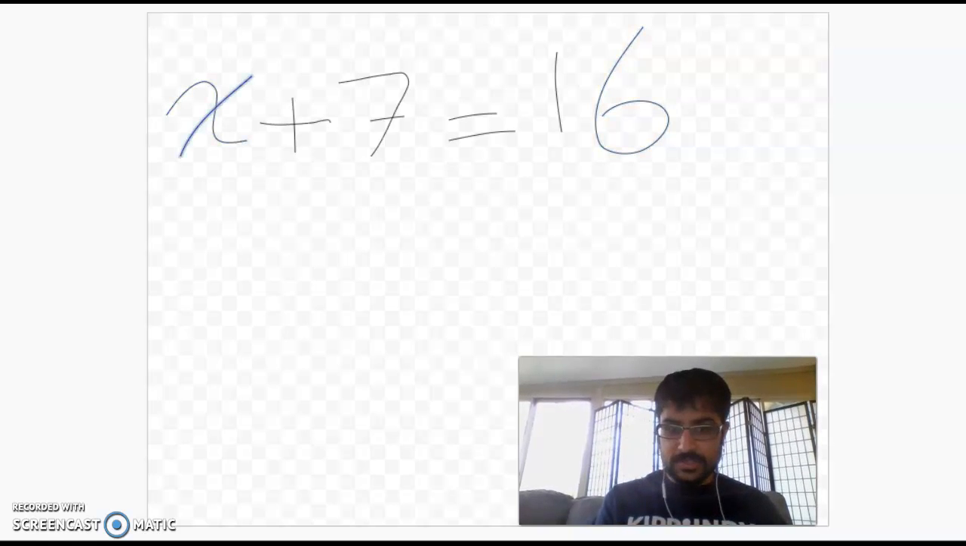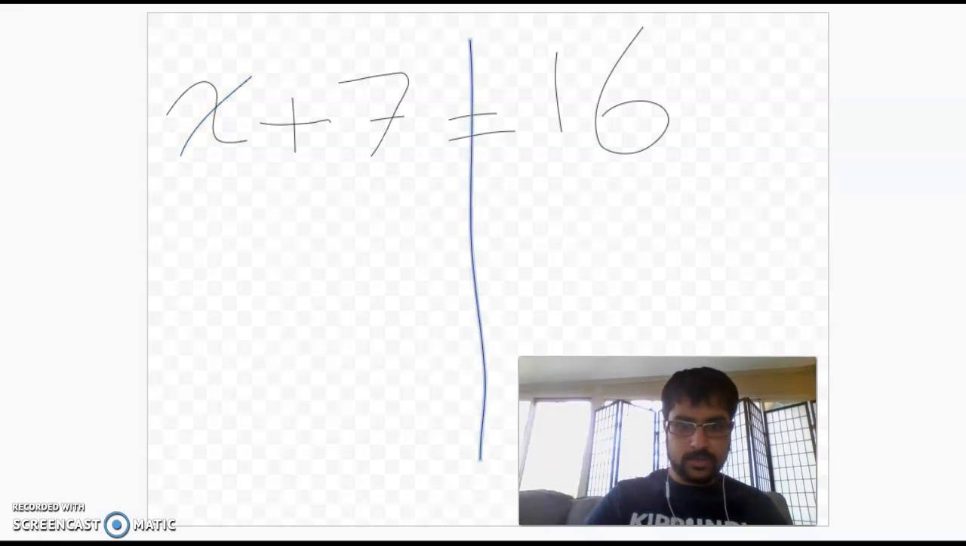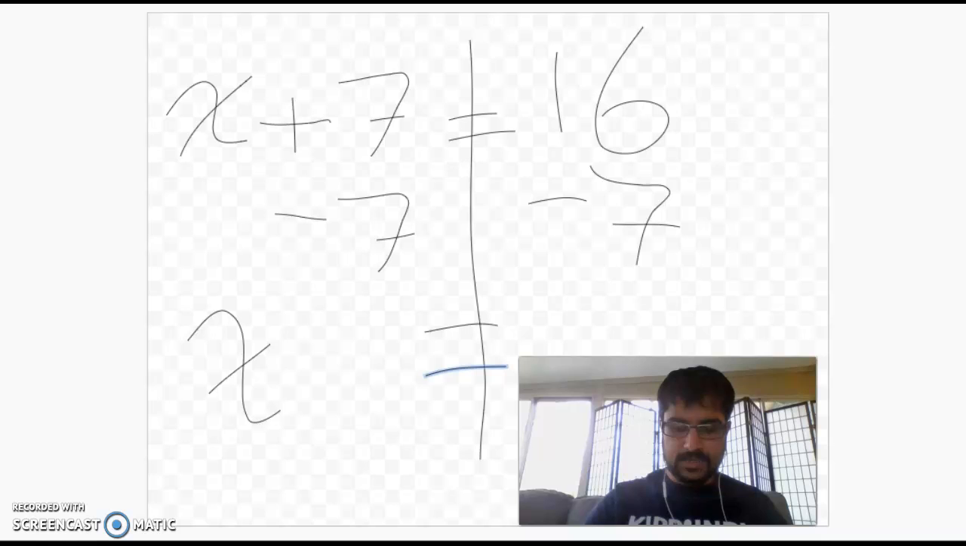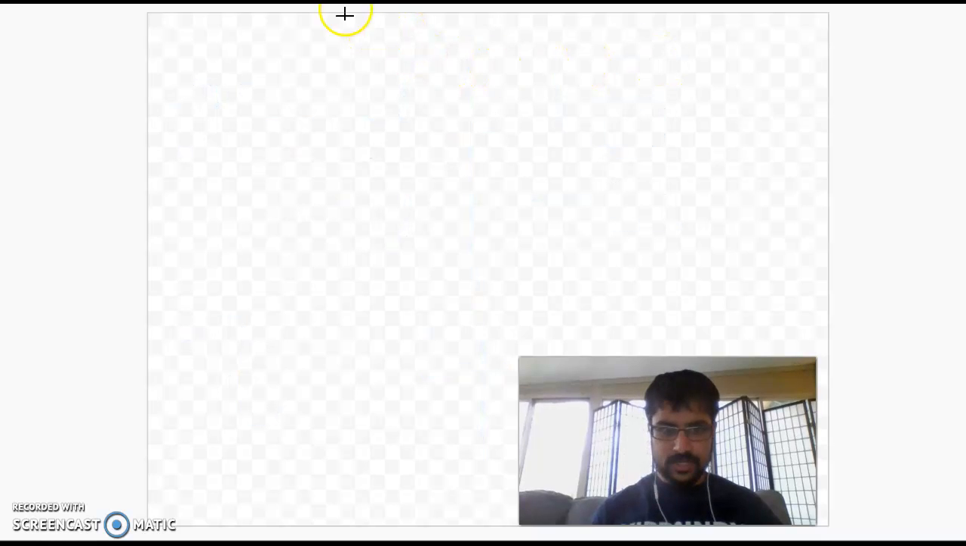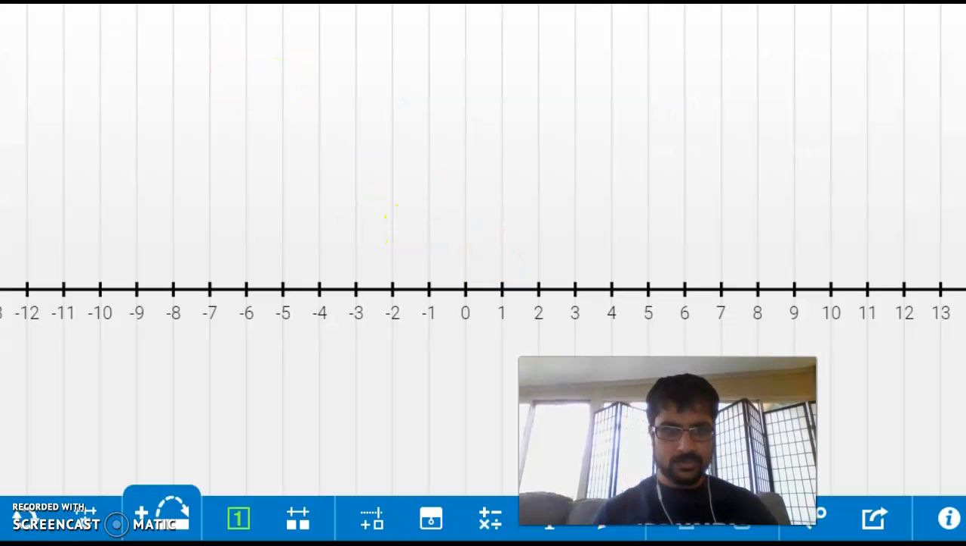Again, there's a couple of ways to solve for this. Those of us doing algebra know that we could subtract 7 on both sides to get that x by itself, and then see what that x equals when I take 16 minus 7, which is 9. If you're not comfortable with that yet, which we should be because we learned it, the other way to do that is using a number line.